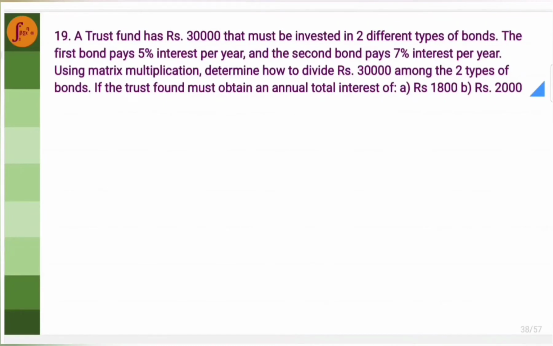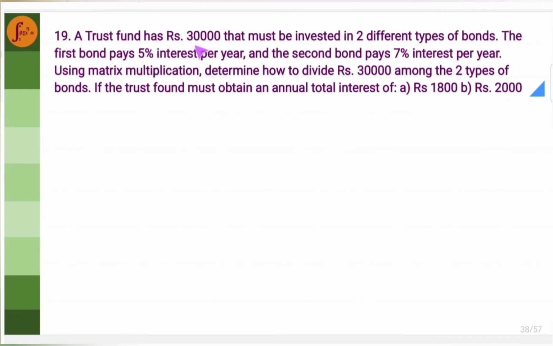Let's take a word problem where a trust fund has rupees 30,000 that must be invested in two different types of bonds. The first bond pays 5% interest per year and the second bond pays 7% interest per year. Using matrix multiplication, determine how to divide rupees 30,000 among the two types of bonds, if the trust fund must obtain an annual total interest of rupees 1,800 and rupees 2,000.